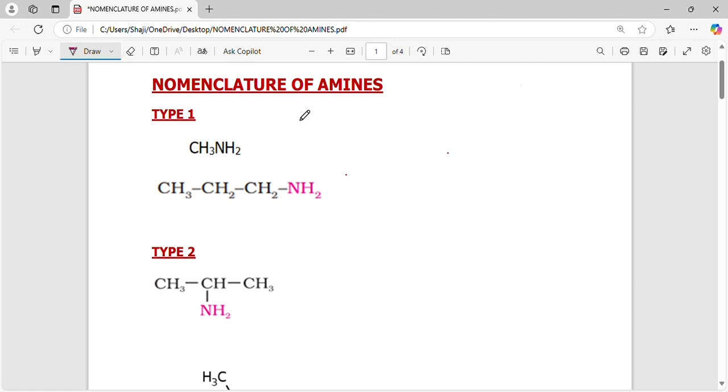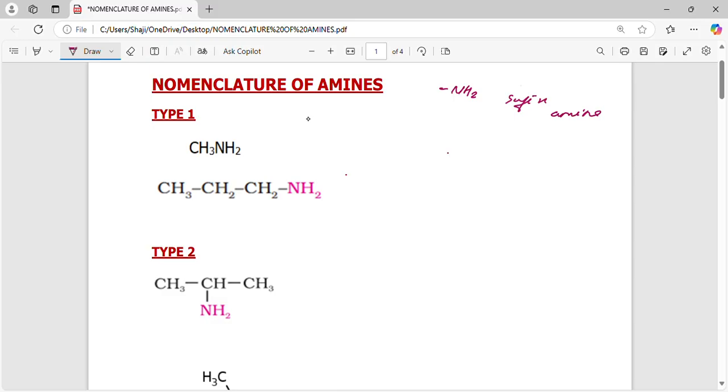Hi friends, today I am going to discuss some simple ways to understand the IUPAC nomenclature of amines. Organic compounds with the functional group NH2 are called amines. And if an amine alone comes in the organic compound, we use its suffix name. The suffix name is amine. Let's discuss different types of amines and their nomenclature.